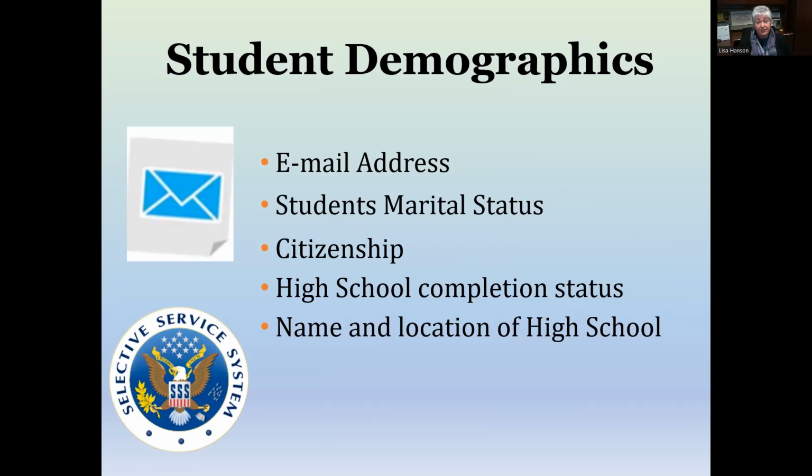We then ask for the student's marital status. And most of the questions are as of the day you're completing the FAFSA. Marital status will be one of those. And so you'll report that information. We also ask for citizenship information. And so to qualify for Title IV or federal financial aid, the student has to be a U.S. citizen or an eligible non-citizen, and there'll be additional information if you qualify under that eligible non-citizen category. We then ask for the student's high school completion status.